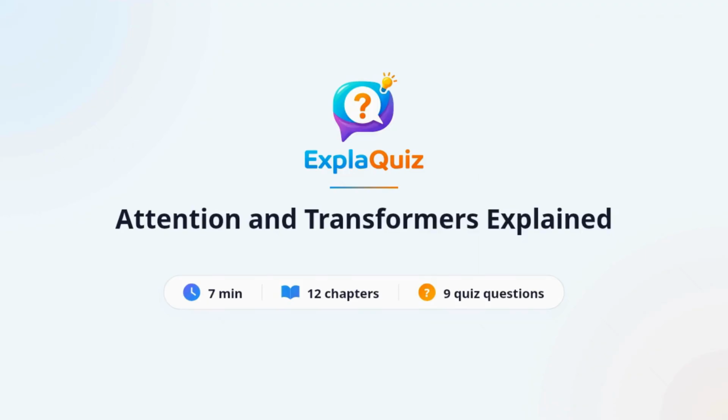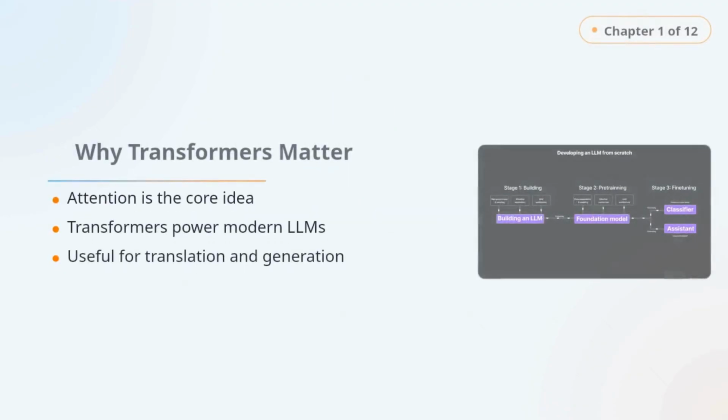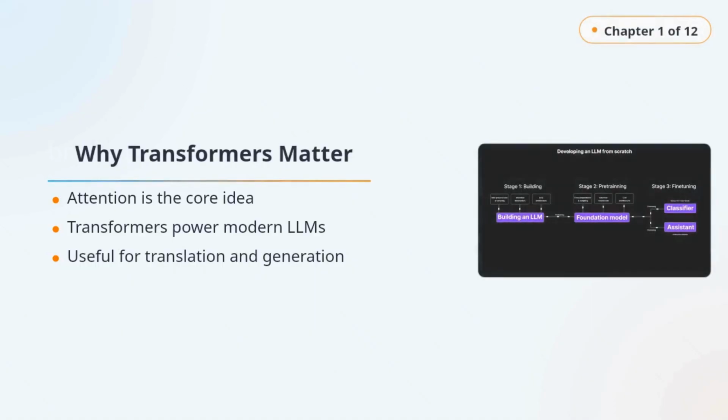Chaliye, let's begin. Transformers are the foundation behind modern large language models. The key reason they became so powerful is attention. Instead of compressing everything into one memory state, the model can look at relevant parts of the input directly. That is what made long text understanding and generation much better.